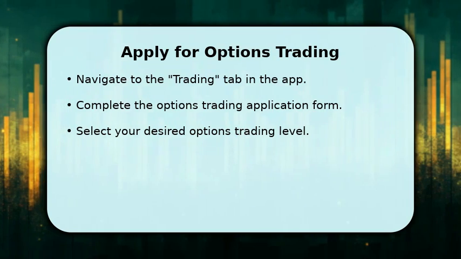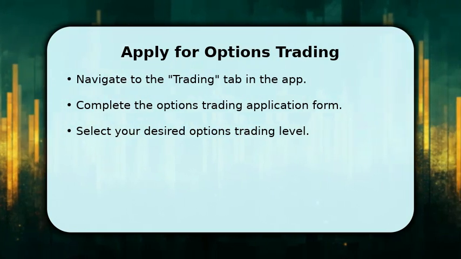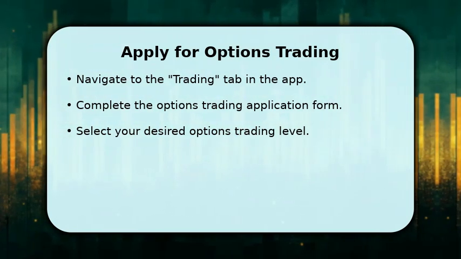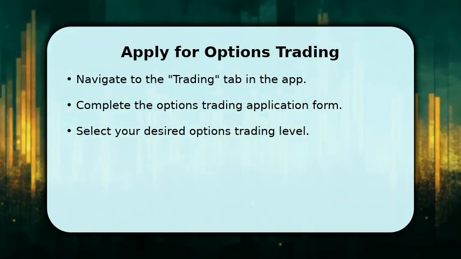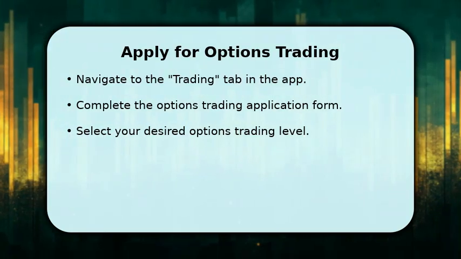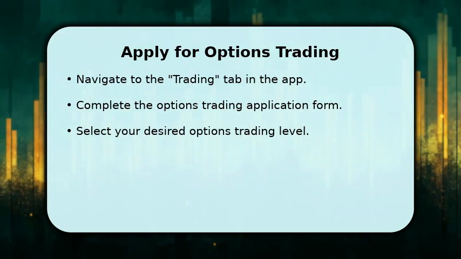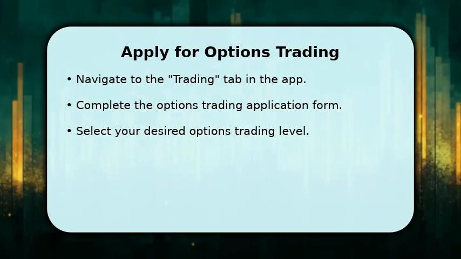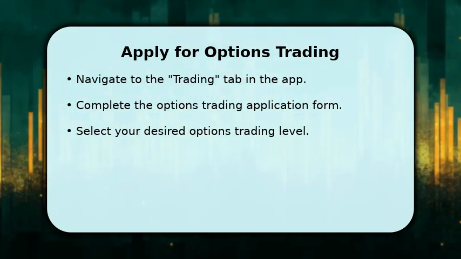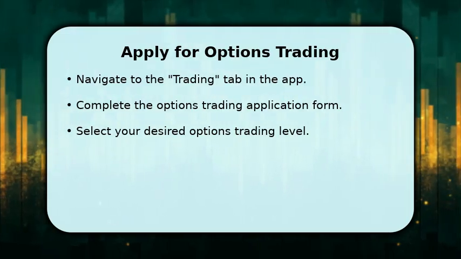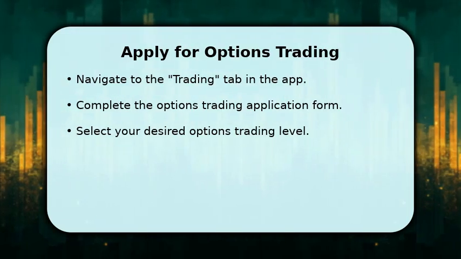Next, within the Webull app, navigate to the Trading tab. Here, you'll find the section to apply for options trading. You'll need to complete an application form that asks about your trading experience and financial situation. During this process, you'll also select your desired options trading level. Choose the level that best matches your experience and the strategies you intend to use.